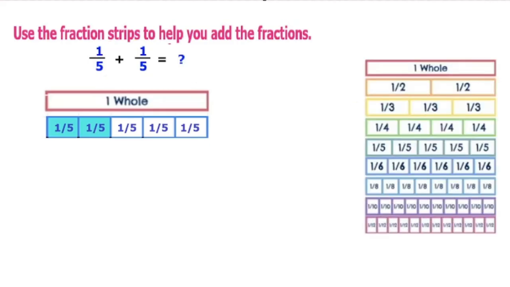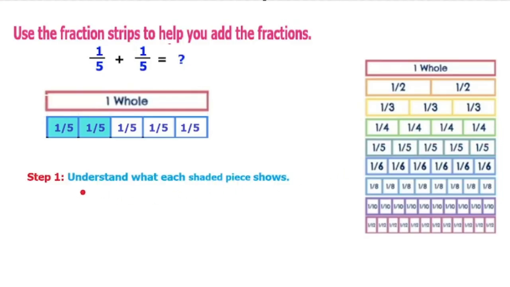So you can imagine an entire block of strips, addition strips, that show you the breakdown of one whole. So this whole is broken down into halves here. And then here it's broken down into thirds. And here it's broken down into quarters. For us, we're going to be using the fifth, 1 over 5, to see how the whole is broken down. So we could use this strip to help us figure out how to add the fractions.